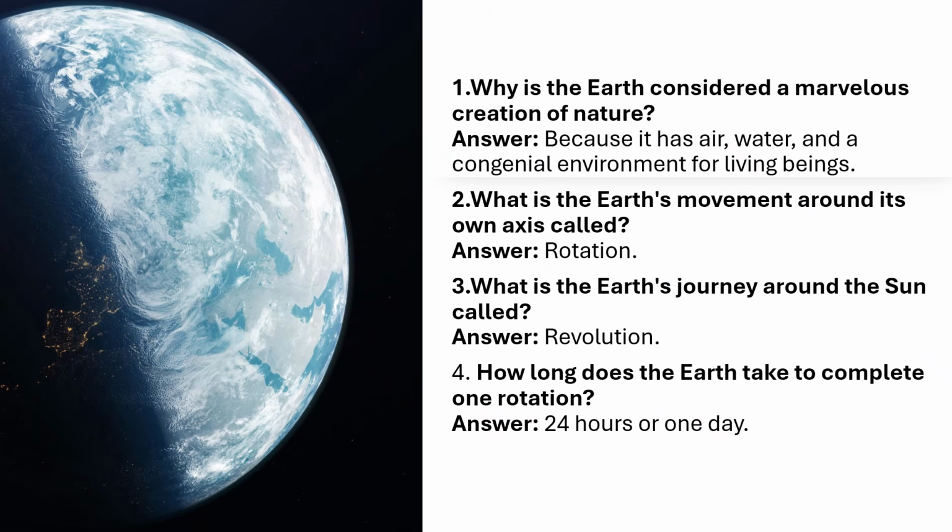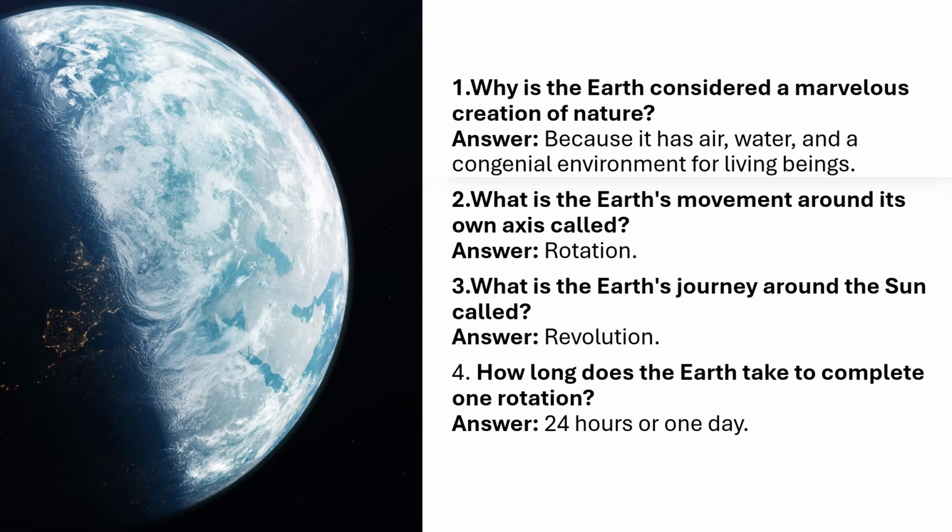Why is the earth considered as a marvelous creation of nature? Answer: because it has air, water, and a congenial environment for living beings. What is the Earth's movement around its own axis called? Answer: rotation. What is the Earth's journey around the Sun called?